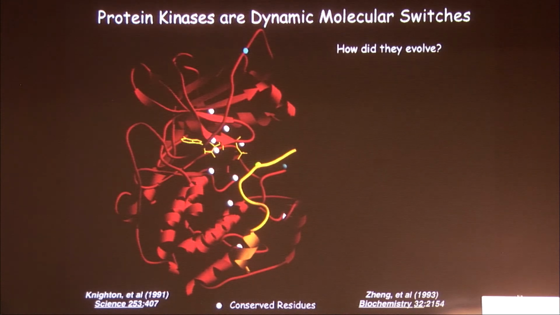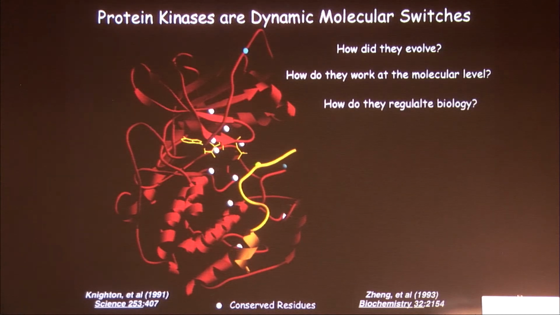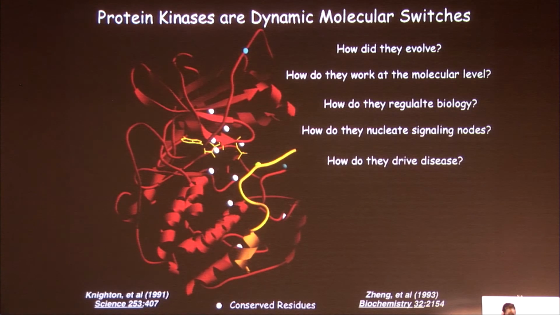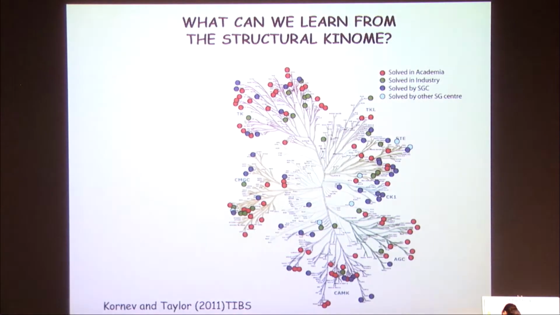How did these proteins evolve, which we heard from Cannon? How do they work at the molecular level? How do they regulate biology? It's ubiquitous in every mammalian cell. How do they nucleate signaling nodes? How do they drive disease? So these are some really fundamental questions that the kinases are really important for.